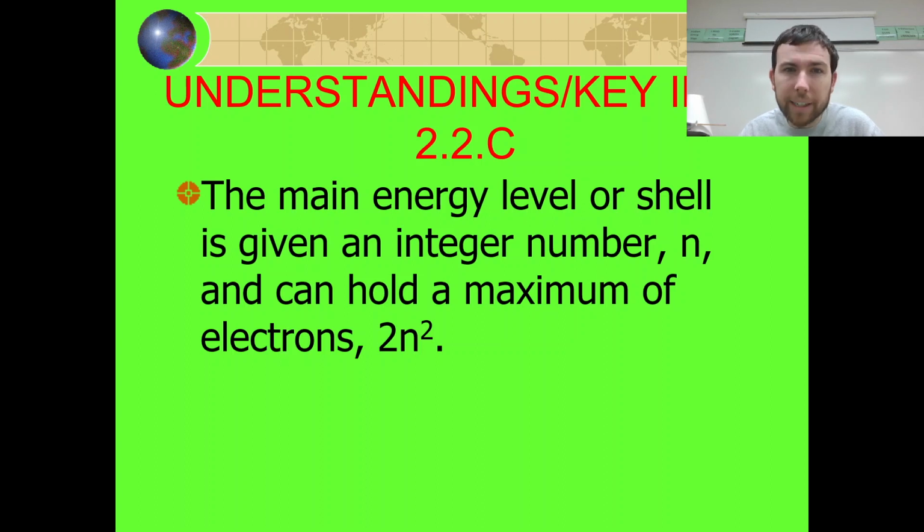Likewise, for the second energy level, second row, you have 2 times 2 squared, so 2 times 4 is 8. Well, would you look at that? We've got 8 elements on the second row, right? So on and so forth.